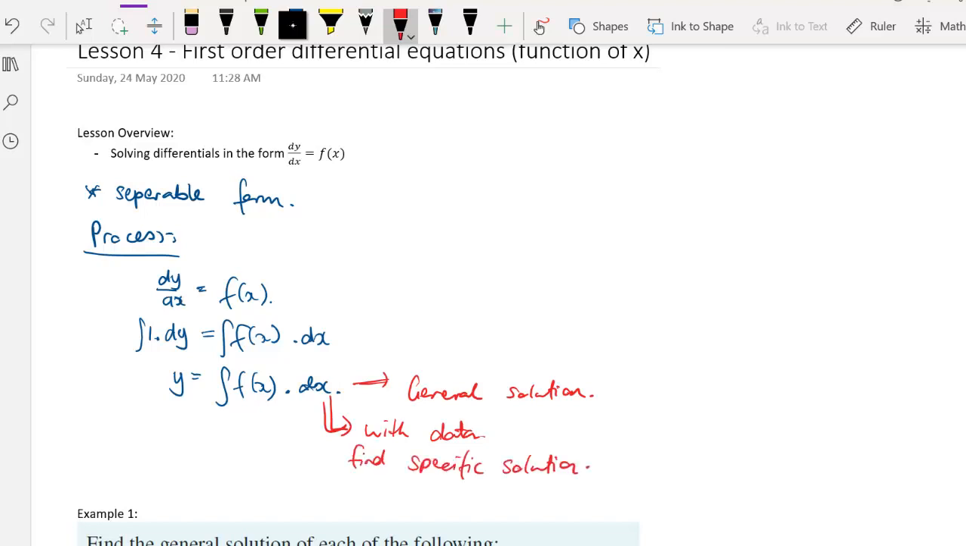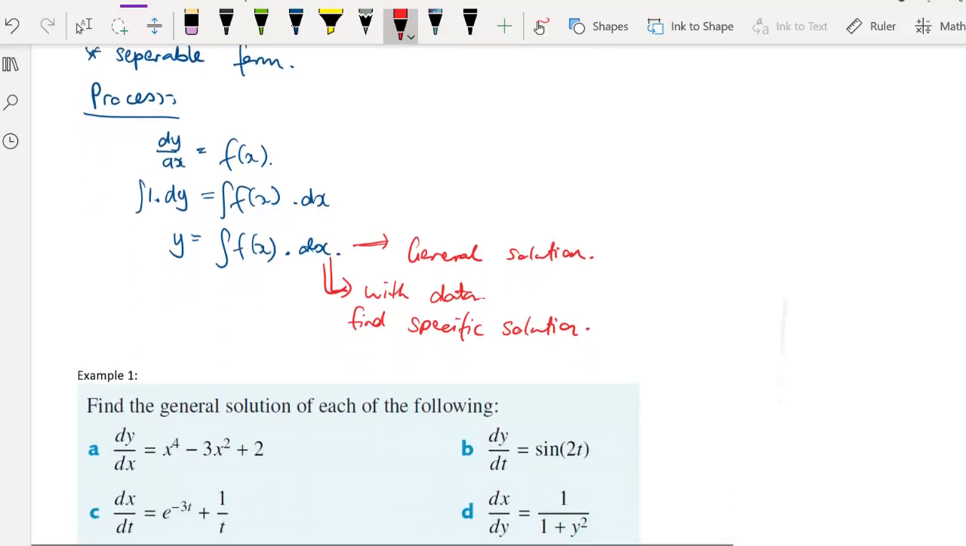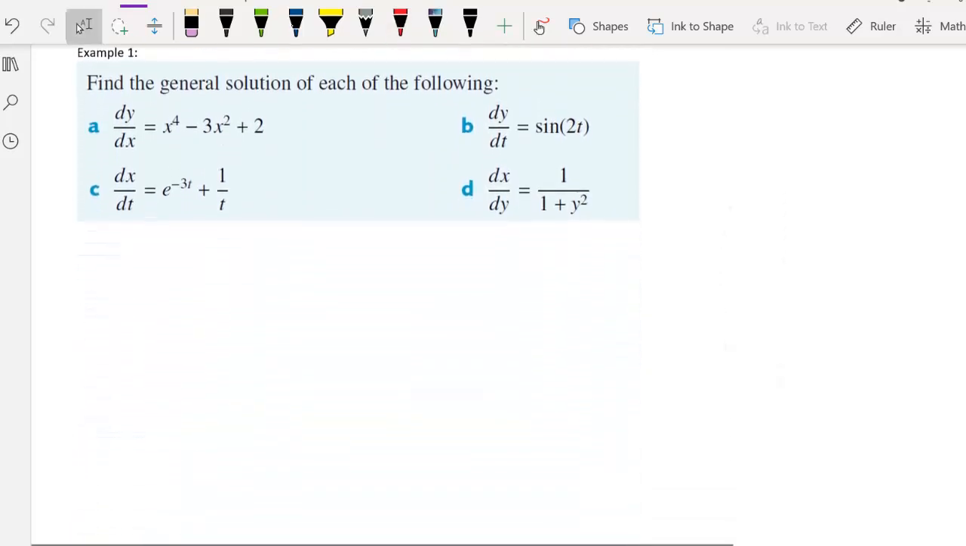Basically, if you know your standard integrals, most of this process is about just integrating and isolating the variable, which I guess is a new step with differential equations, to end up with our general solution. So we'll look at a few examples and you'll see how straightforward it is.